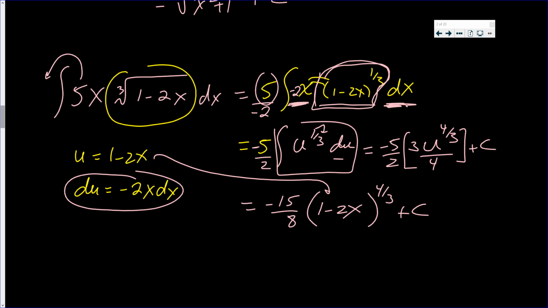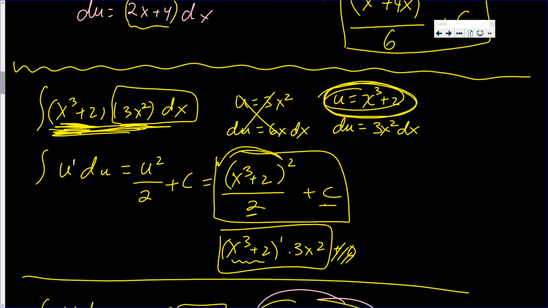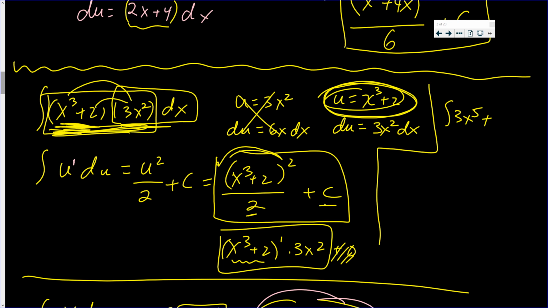Suppose you have, I want to go back to an earlier problem. I want to go back to this problem. An alternative way to have done this problem could have been to just distribute 3x to the 5th plus 6x squared. And that's a routine problem. I can integrate the first plus I can integrate the second.